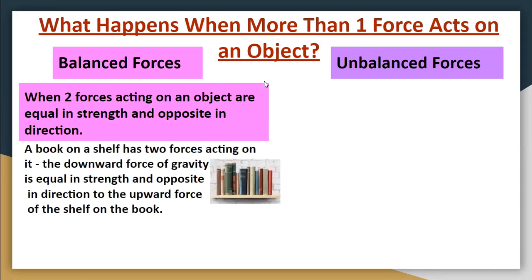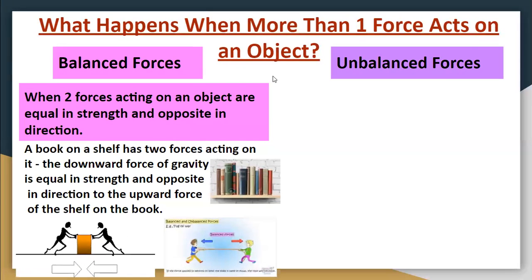A book on a shelf has two forces acting on it. It has the downward force of gravity, pulling it towards the earth, and that's equal in strength and opposite in direction to the upward force of the shelf holding the book there. If the shelf did not exert a force, the books would just fall through the shelf.